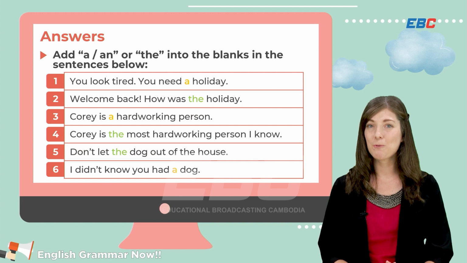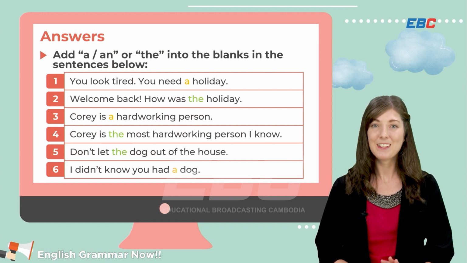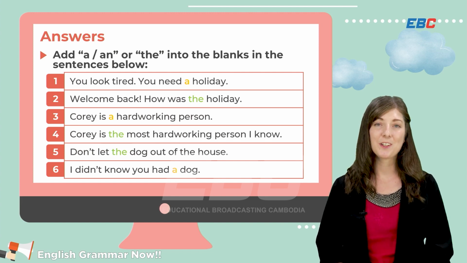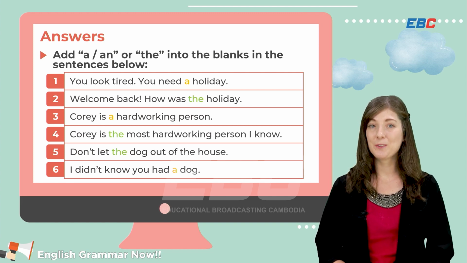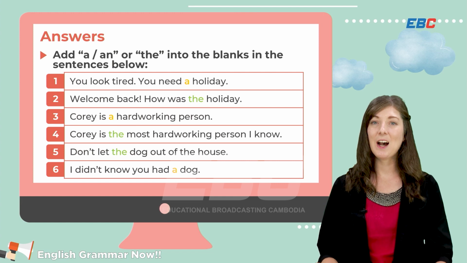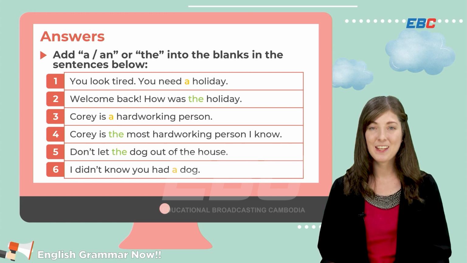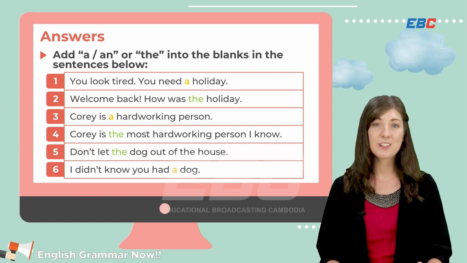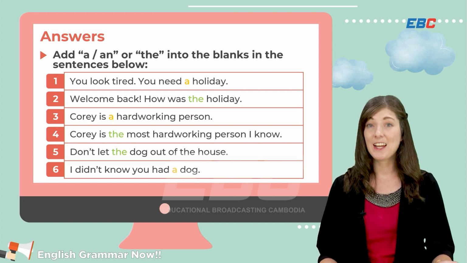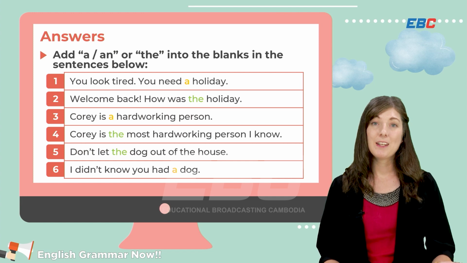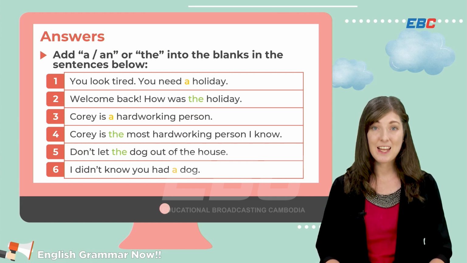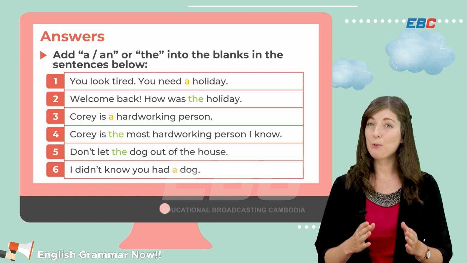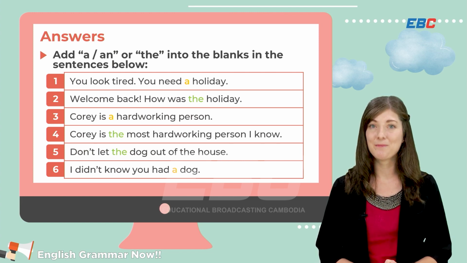Here's the answers for each of those blanks. Number 1, you look tired. You need a holiday. Number 2, welcome back. How was the holiday? You can see that these sentences are similar. The first one isn't specific. You could take any kind of holiday. But in the second sentence, we're talking about the holiday that was just taken. You and I both know what holiday we're talking about.